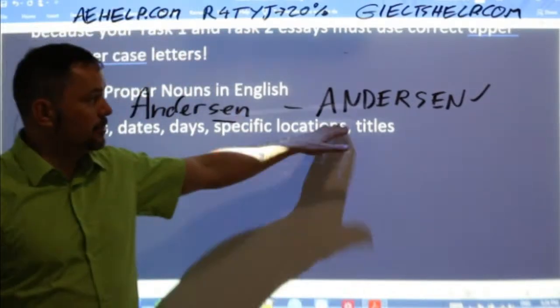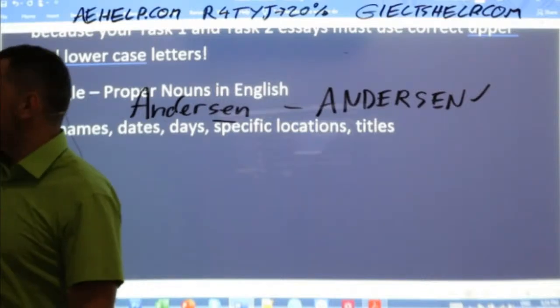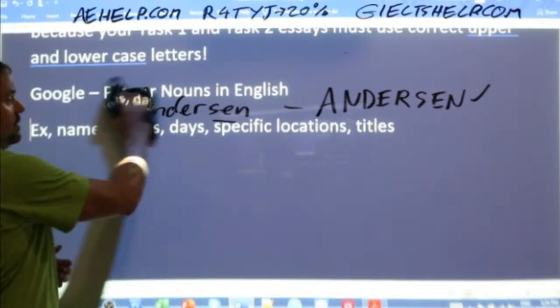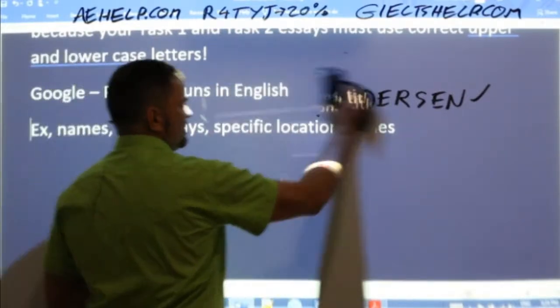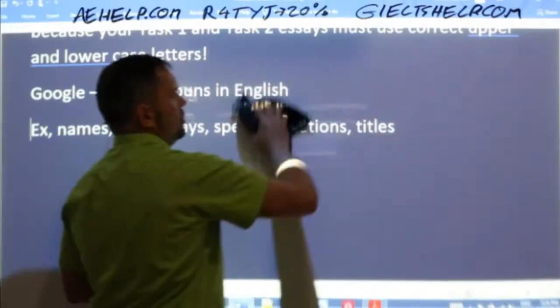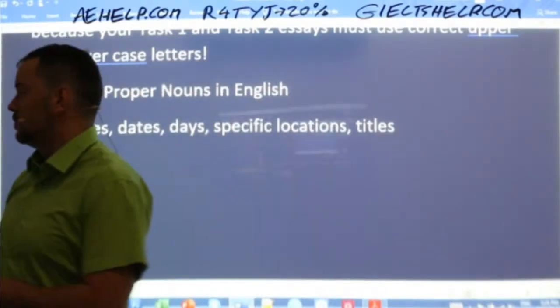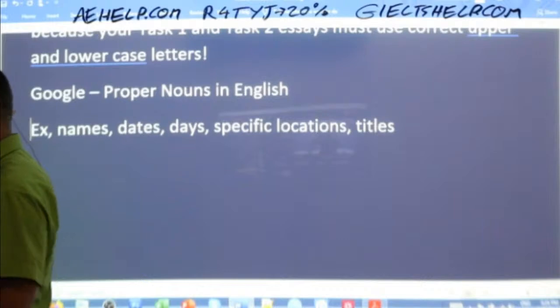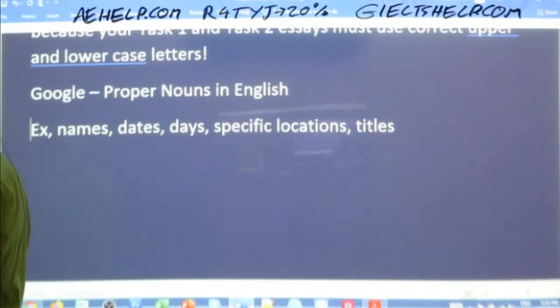Okay, so learn your proper nouns. Otherwise, you will be in trouble eventually, if not in the listening and reading. Plus, it's faster. Okay, it's faster and it's easier to spell words as well. Okay, so learn your proper nouns. Google it. Ask Mother Google to help you.